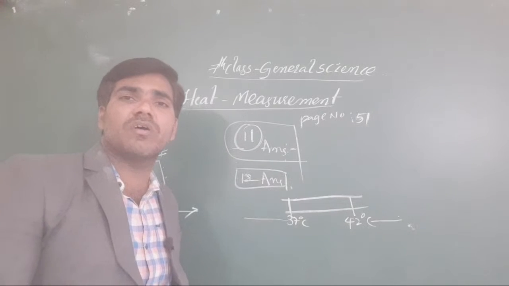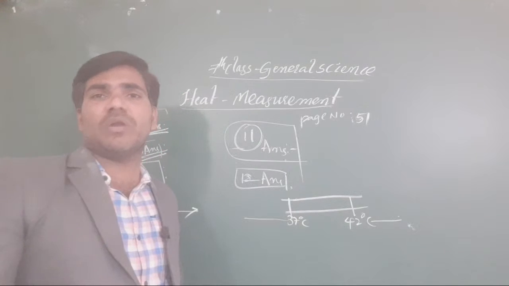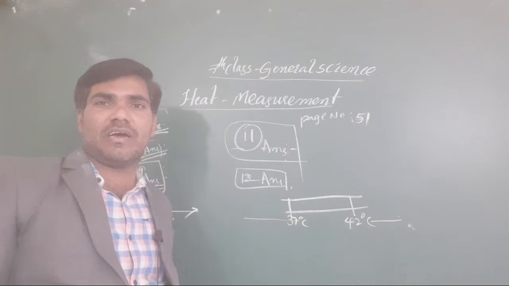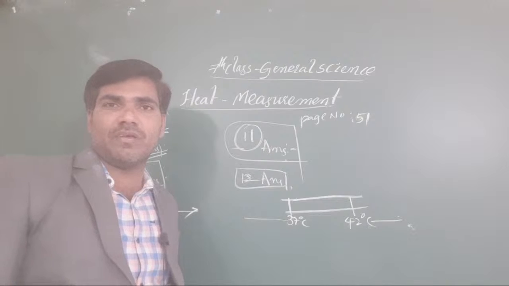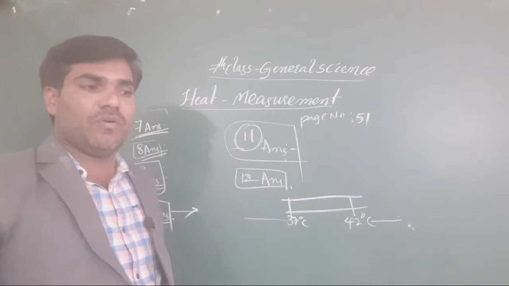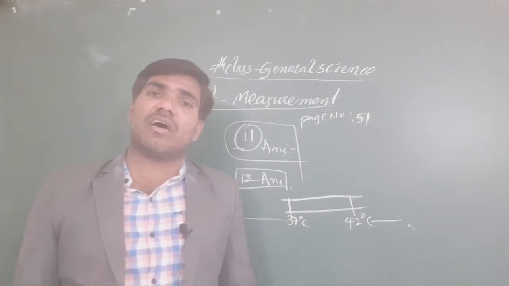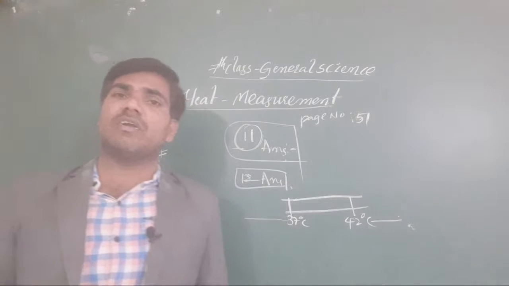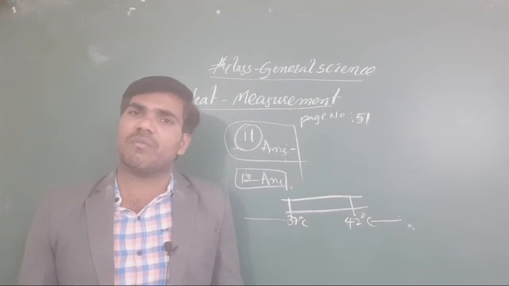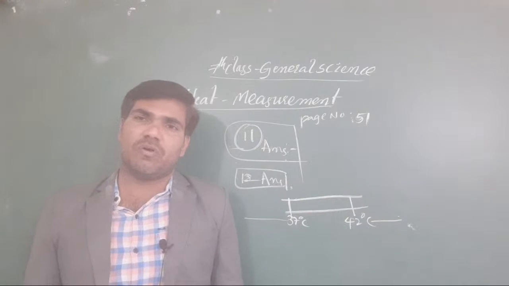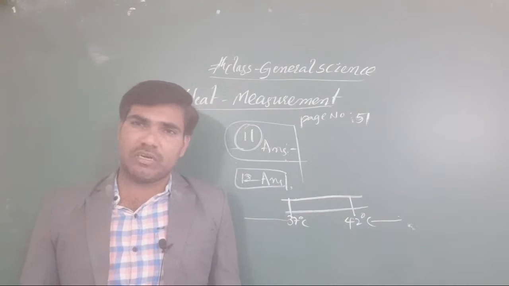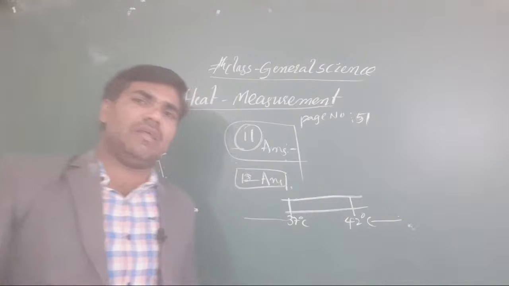Why? Because there is no reading of 27 degrees centigrade on our clinical thermometer. That's why it is not possible. Suppose it's summer and the temperature crosses 44 or 45 degrees centigrade. Is it possible at that time? No, it is not possible at that time also. Got it or not?